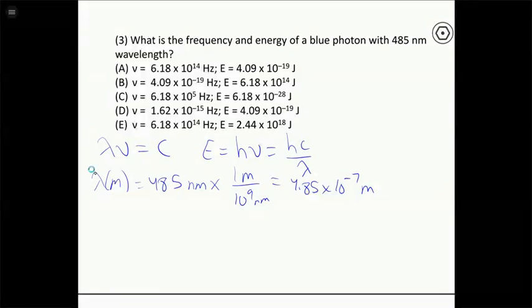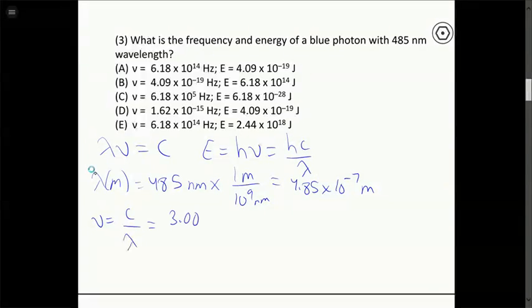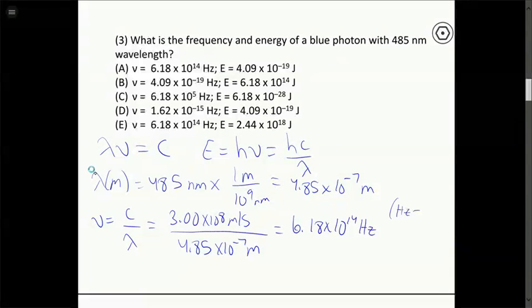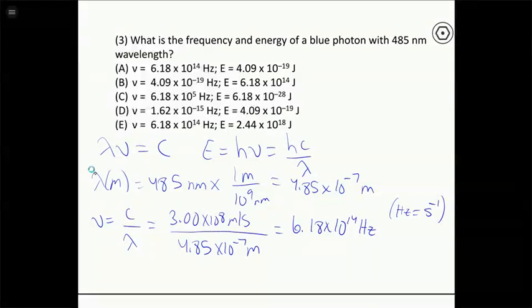So if we want to find the frequency nu, we just rearrange that first equation. It's c divided by lambda. So c is the constant 3 times 10 to the 8th meters per second. We divide that by 4.85 times 10 to the minus 7 meters, and that comes out to 6.18 times 10 to the 14 hertz. Remember, 1 hertz is equal to an inverse second, or a cycle per second. So those units are equivalent. That's usually how we abbreviate it for frequency, is Hz, which is named after the scientist Hertz.